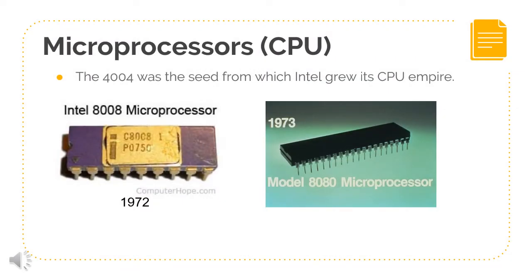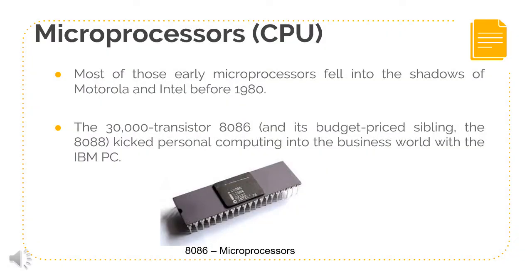The 4004 was the seed from which Intel grew its CPU empire. The Intel 8008 microprocessor was introduced in 1972, and the 8080 microprocessor was introduced in 1973. The 8080 contained 4500 transistors, and its design influenced all successful Intel CPUs from then on. Most of those early microprocessors fell into the shadows of Motorola and Intel before 1980.